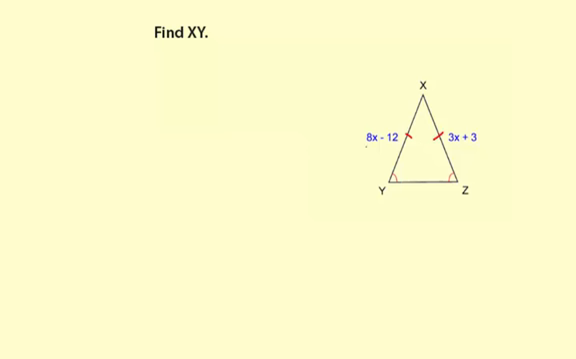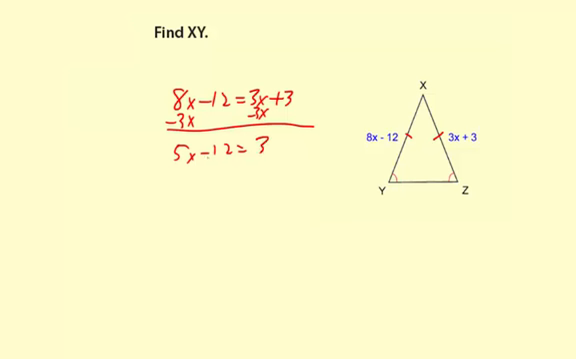So now we can write an equation and solve. 8x minus 12 equals 3x plus 3. Let's go ahead and solve for x. First thing, subtract 3x from both sides. So we're going to get 5x minus 12 equals 3. Add 12 to both sides. 5x equals 3 plus 12, which is 15. Divide by 5. X equals 3.